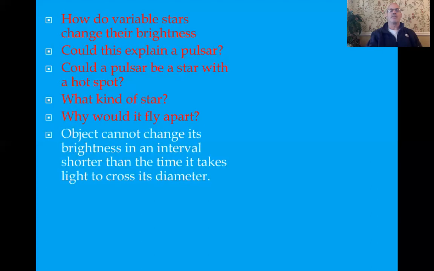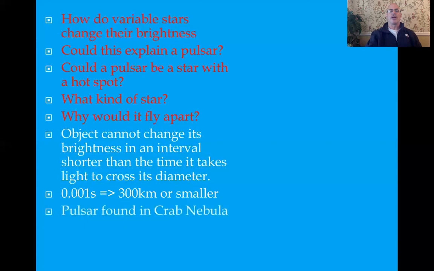There's a known principle in physics that says an object cannot change its brightness in an interval shorter than the time it takes light to cross its diameter. So if the brightness is changing in an interval of 0.001 seconds, that means that a pulsar needs to be less than 300 kilometers in diameter.